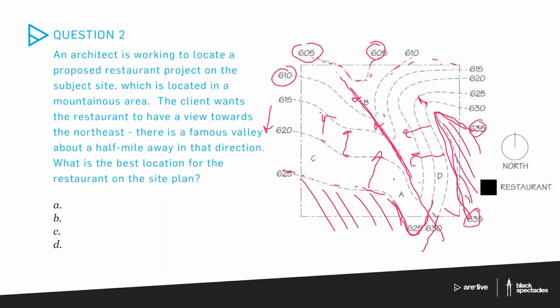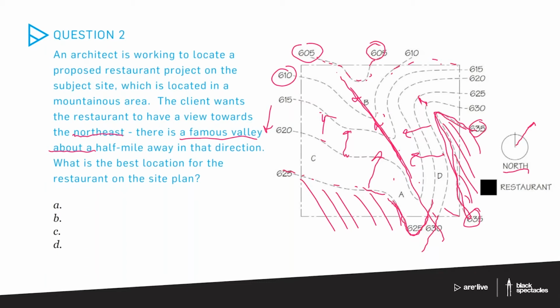The client wants the restaurant to have a view towards the northeast. So we have a north arrow here, and northeast is obviously this way. Because there is a famous valley, just underline northeast, there's a famous valley about half a mile away in the direction of the northeast. So noting the direction of this view is critical, but it's also important to pay attention to what the view is of. And in this case, it's a valley beyond the site.